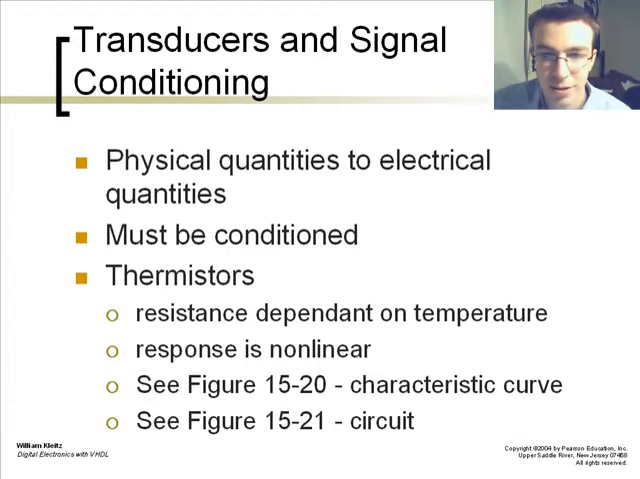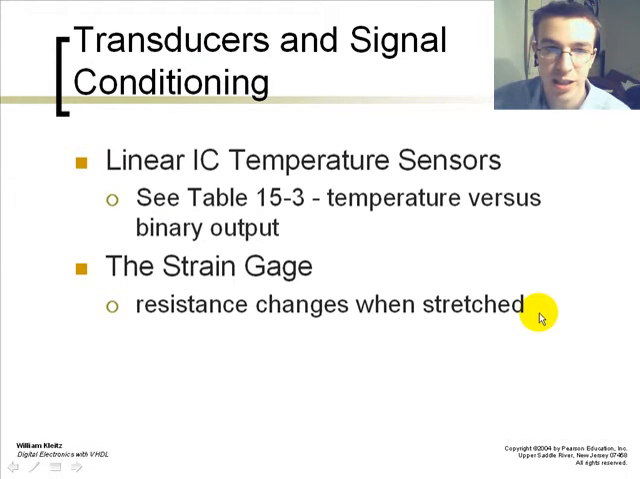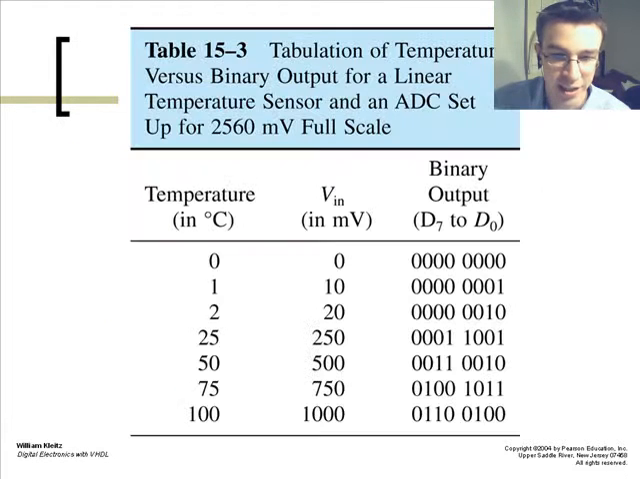Transducers and signal conditioning. Physical quantities to electrical quantities must be conditioned. Thermistors: the resistance is dependent on temperature. The response is nonlinear. This is why you need your signal conditioning, to make it a linear and more constant curve with your op-amp signal conditioning circuitry. Linear IC temperature sensors and the strain gauge are also the same thing. With varying resistance, they must be signal conditioned to get the right gain and to convert to a D to A converter.